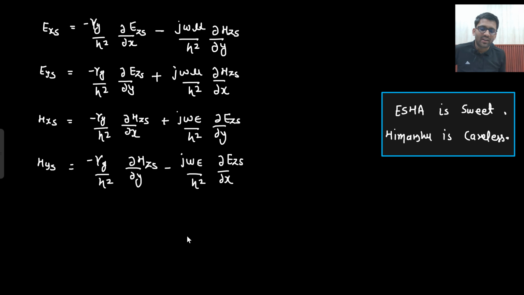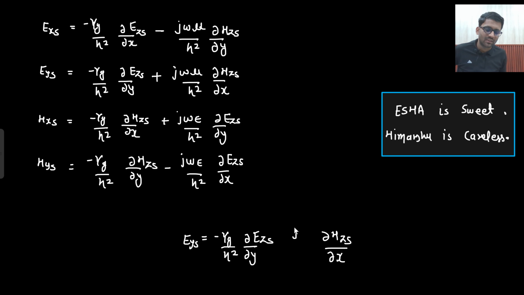Now, on a random day at a random hour, I ask you to write down the expression of Eys. What you will say is, sir, minus gamma g upon h square. What is this h square? This is new, so I did not discuss it. H square I will discuss. So minus gamma g upon h square. Sir, here y is there, so del by del y. What do I know? If E is there, so Ezs. So next, the complete opposite would come.